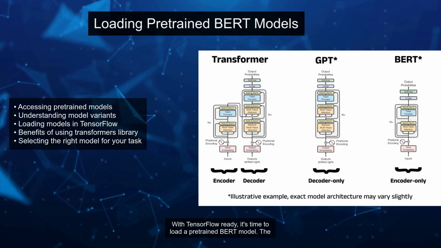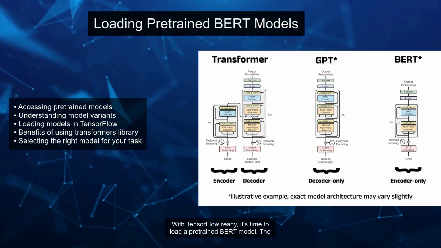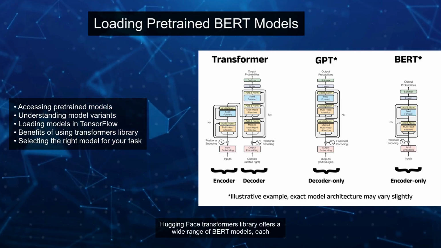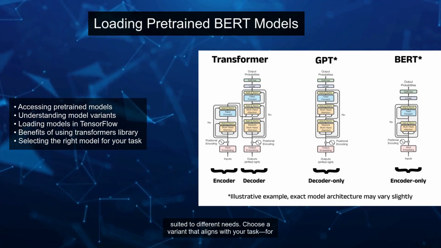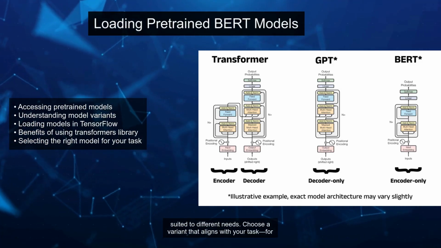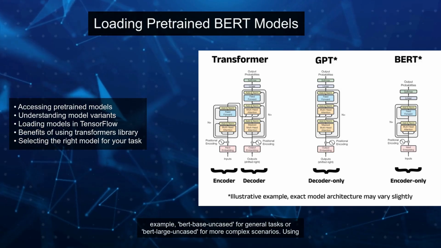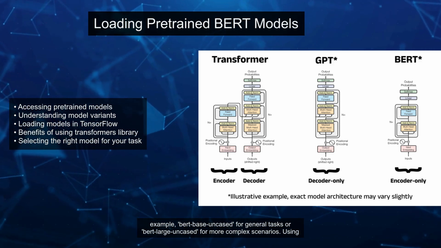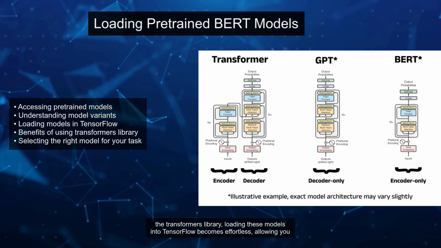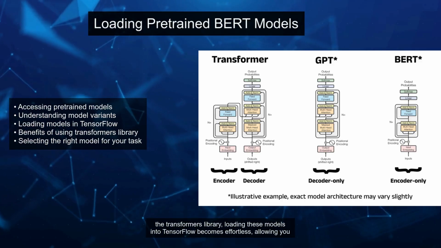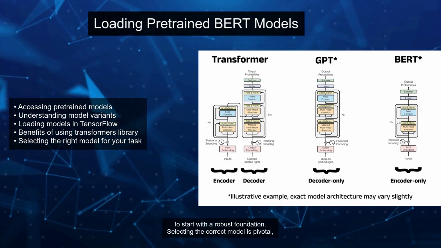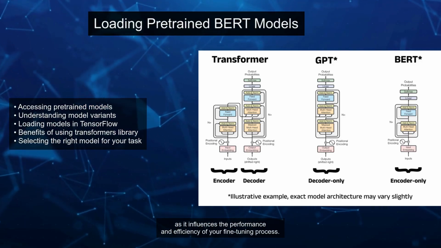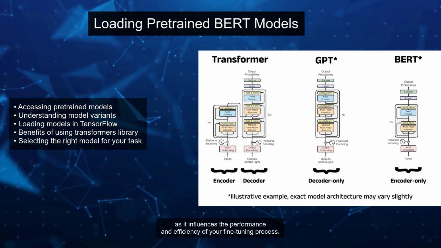With TensorFlow ready, it's time to load a pre-trained BERT model. The Hugging Face Transformers library offers a wide range of BERT models, each suited to different needs. Choose a variant that aligns with your task, for example, BERT Base Uncased for general tasks or BERT Large Uncased for more complex scenarios. Using the Transformers library, loading these models into TensorFlow becomes effortless, allowing you to start with a robust foundation. Selecting the correct model is pivotal, as it influences the performance and efficiency of your fine-tuning process.